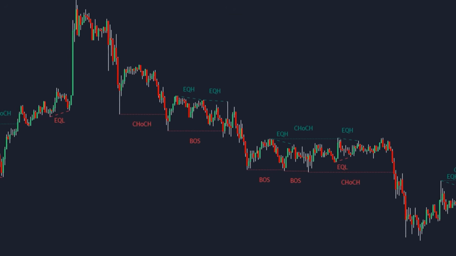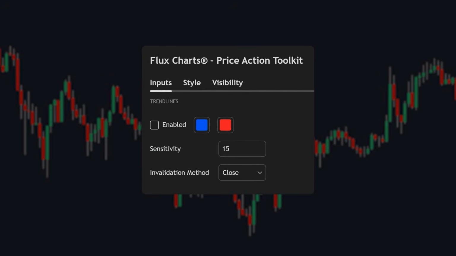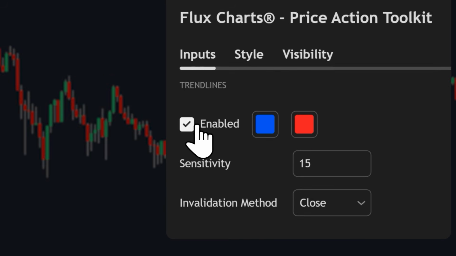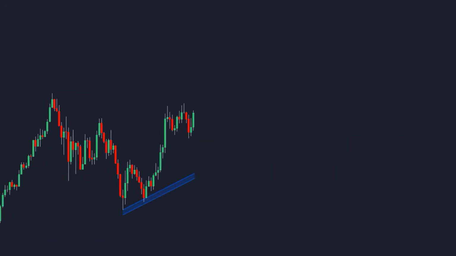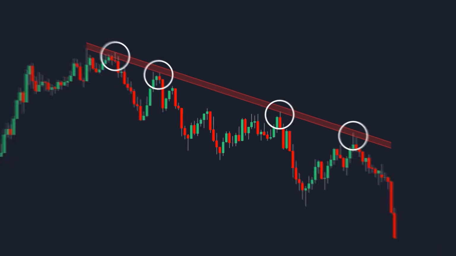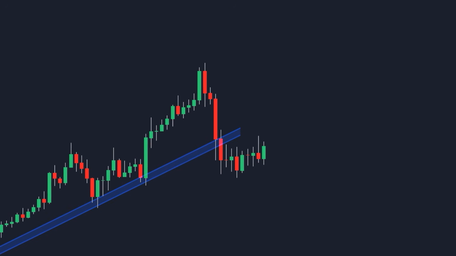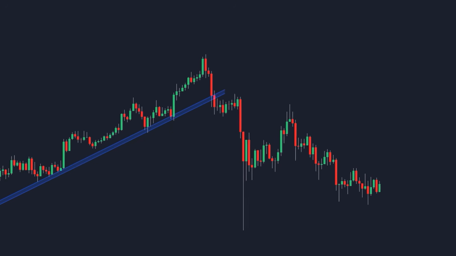But structure isn't just about highs and lows, it's also about direction. That's why the toolkit also includes automatic trend lines to map out where price is moving next. They help you see if price is trending up or down, and spot where the trend might continue or break. For example, if price keeps bouncing off a bullish trend line, you know buyers are still in control. But if that trend line breaks, it could signal a shift, giving you a chance to catch an early reversal.